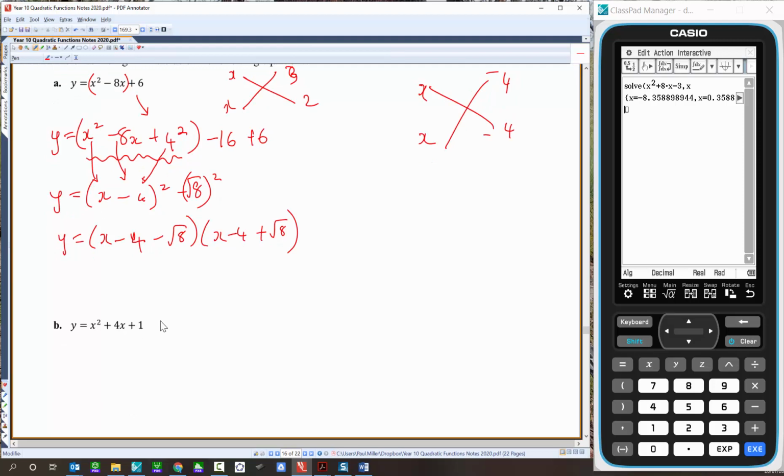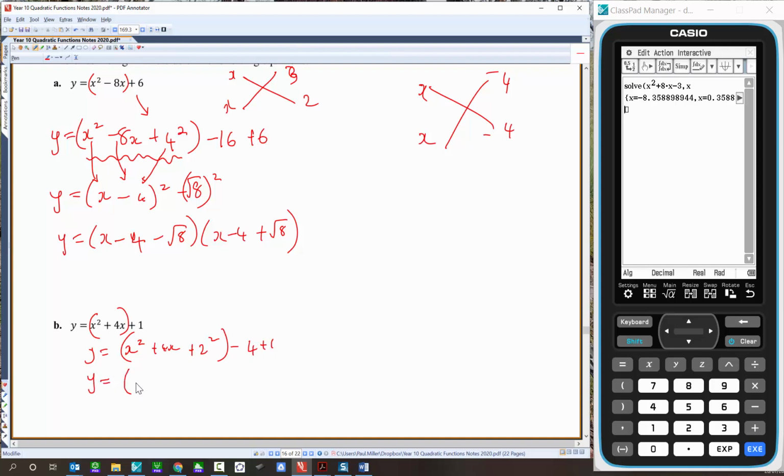Give this one a go. It's really evident the cross is not going to work on this one, so let's do it. y equals x squared plus 4x. Imagine that fenced off. I fenced mine off too early. Fence that off there. Then we're going to halve it and add it with the square on it. We're going to subtract 2 squared, which is 4, plus 1.